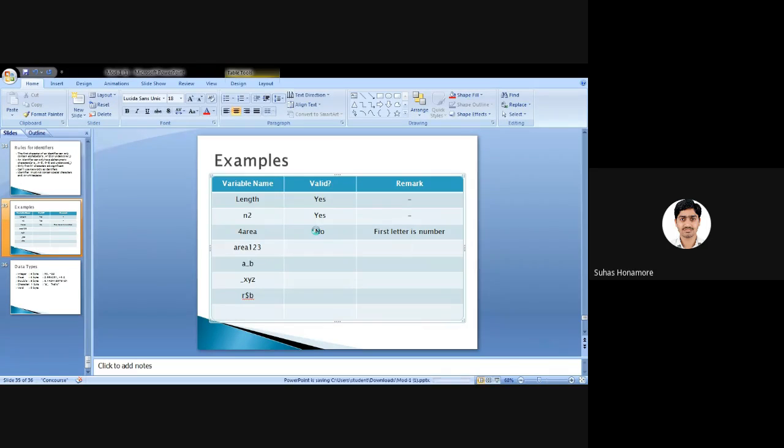Then what about this one, area123? Valid. Okay, someone I think said invalid also. Actually this is a valid one. Why? Because the first letter we don't have a problem with. It's a letter from A to Z, so A. After that, you can add numbers. Here we don't have any space also. So this one is valid.